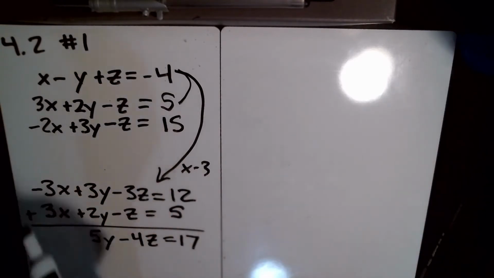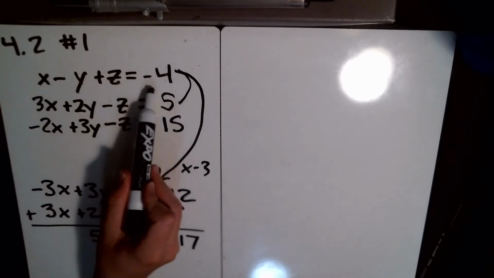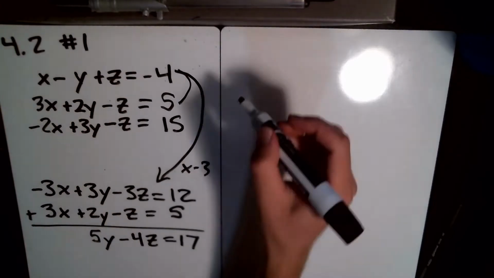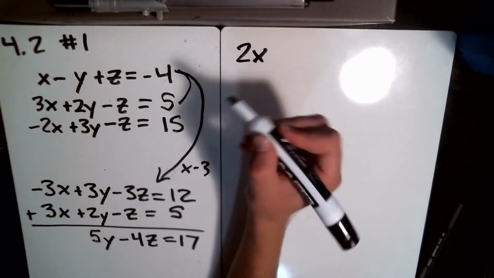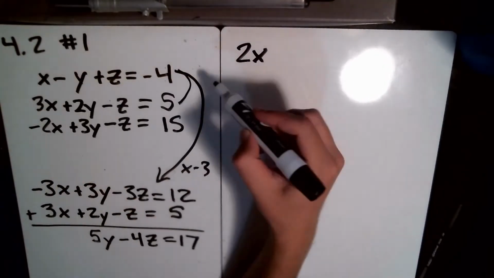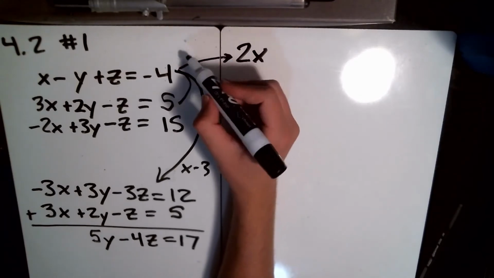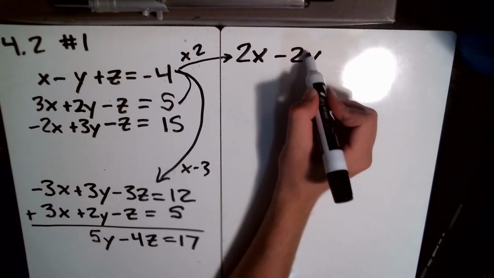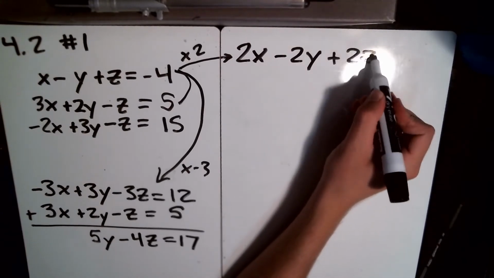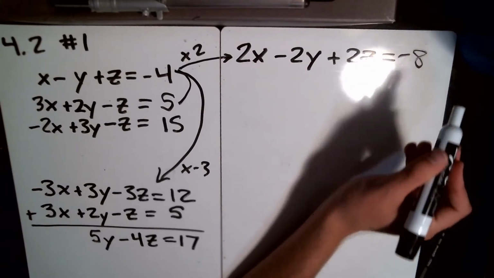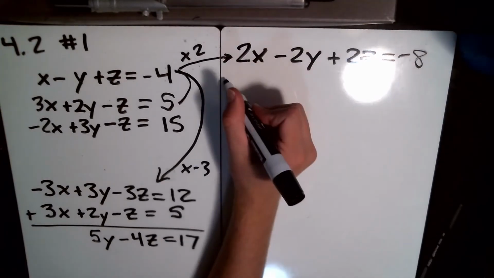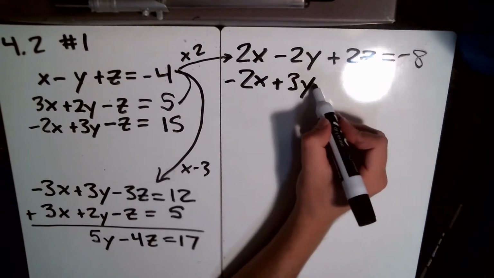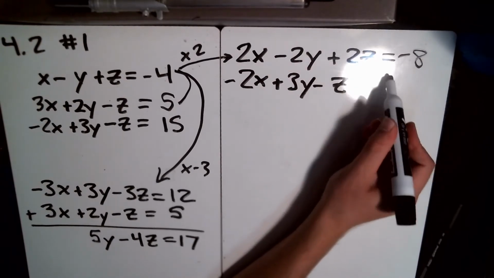Okay? So to eliminate x, I need to times this top one by 2 so that it will cancel out with that negative 2x there. So I'm going to times that top equation by 2. So we get 2x minus 2y plus 2z is negative 8. And our other equation was negative 2x plus 3y minus z is 15.